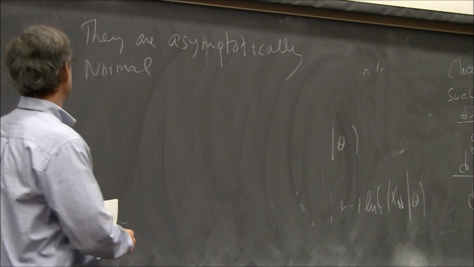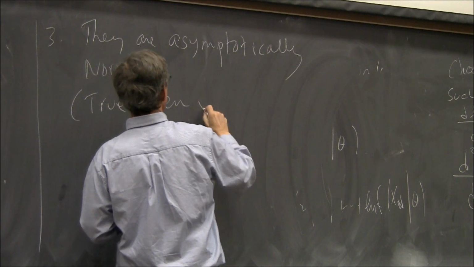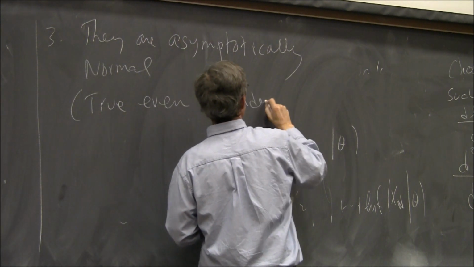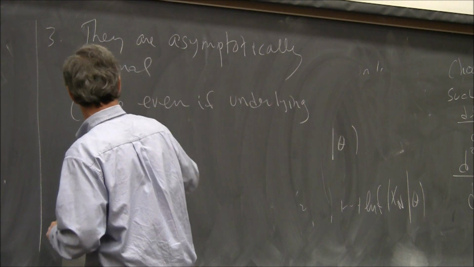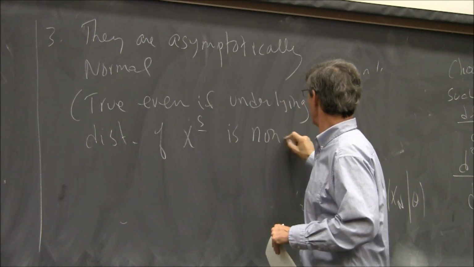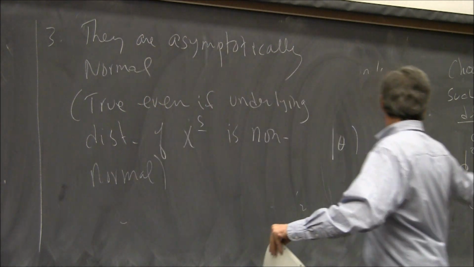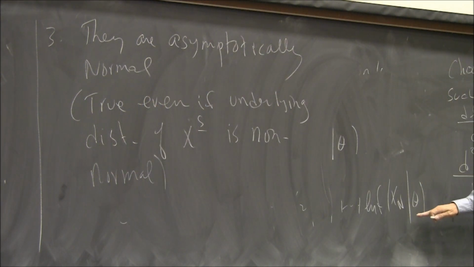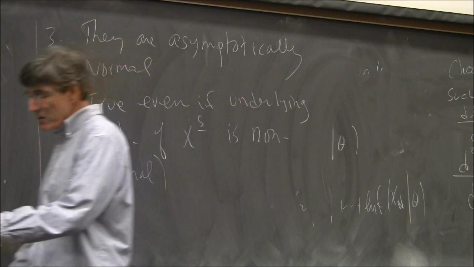Okay? So this is true even if the underlying distribution of the x's is non-normal. My example over here was all about normal random variables, but you can do a likelihood function for any distribution. We're just using normal as an example. So those are the properties.